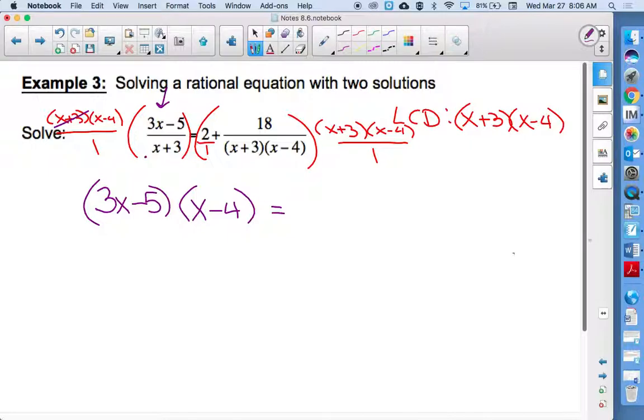The next one we have is a 2. The 2 only has a 1 underneath it. It doesn't have any part of the least common denominator. So it's going to need the x plus 3 and the x minus 4. Because that's what it would take for it to have a least common denominator. And then we have a plus 18. What does the 18 get multiplied by?